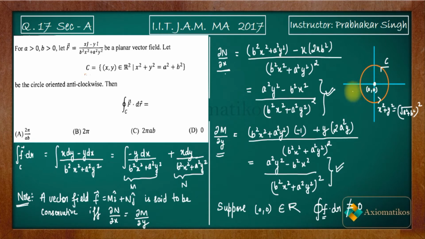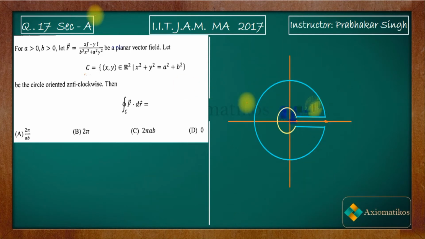Now we will talk about how we can remove this (0, 0) from the region that you are given. So see, now I have drawn something for you. It's a very important figure in vector calculus. What I have done is I have drawn a circle of radius epsilon. So the radius of this circle is epsilon. This was our original circle.